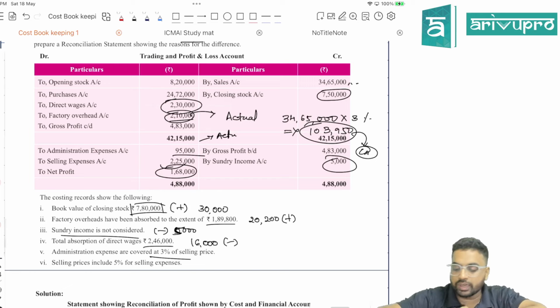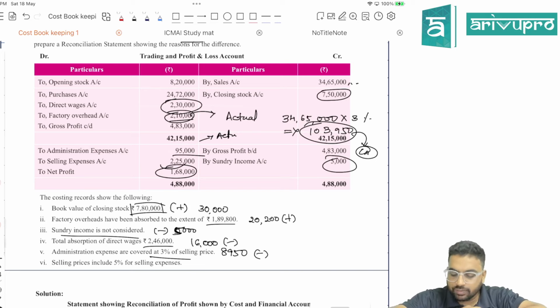Under absorption, over absorption, sir? Over absorption. In costing, we showed more expense. So how much we showed, sir? 8,950. We showed more expense means less profit. Less profit means in book profit also we should reduce the profit.